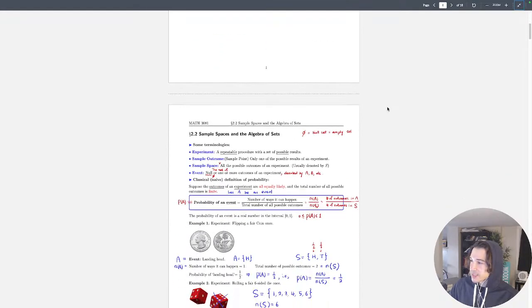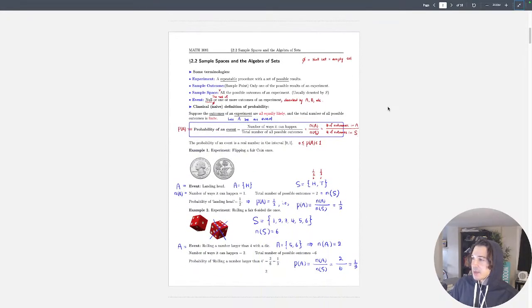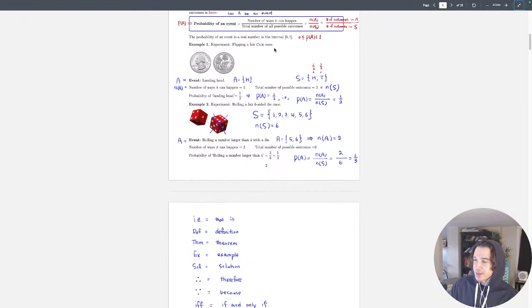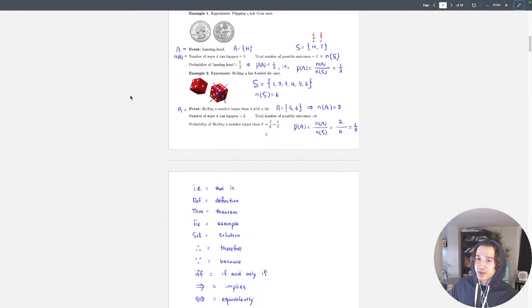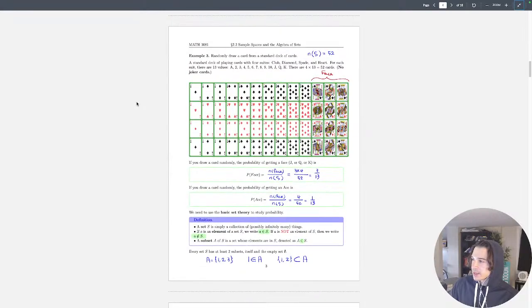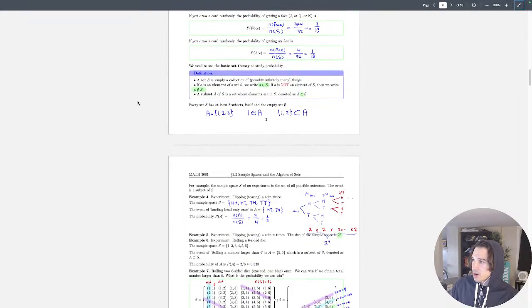So sample spaces and the algebra of sets. Basic terminologies. You have experiments, you have sample outcomes, a sample space with all the events that could possibly happen. Probability of an event is number of ways it can happen over total number of all possible outcomes. Think about a two-sided coin. Probability of heads is a half because there's one head and there's two outcomes, right? So, okay, same logic, but with cards.